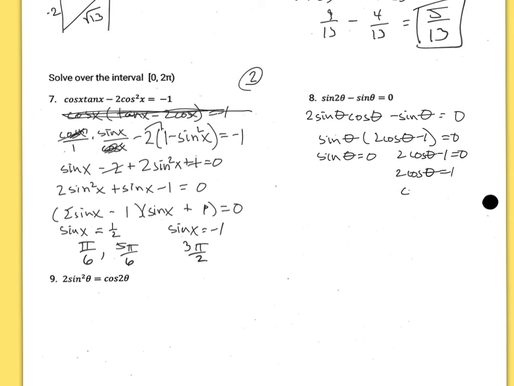Add the 1, divide by 2. So sine is 0 at 0 and pi. And cosine is 1/2 at pi over 3. And we want to put it in the fourth quadrant as well. Pi over 3. Ooh, said 6. I knew I was going to end up writing it. Pi over 3 and 5 pi over 3. Of course, fourth quadrant.